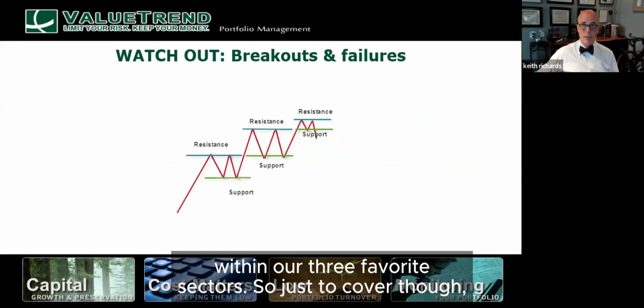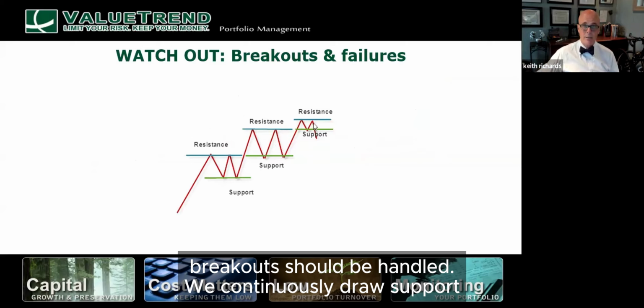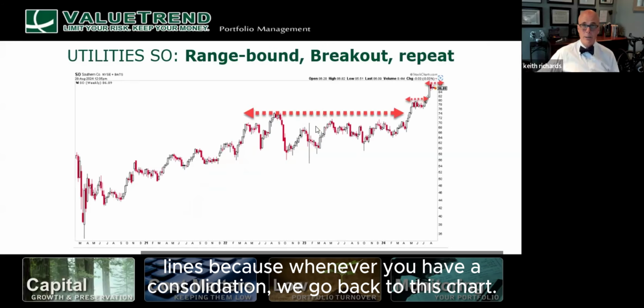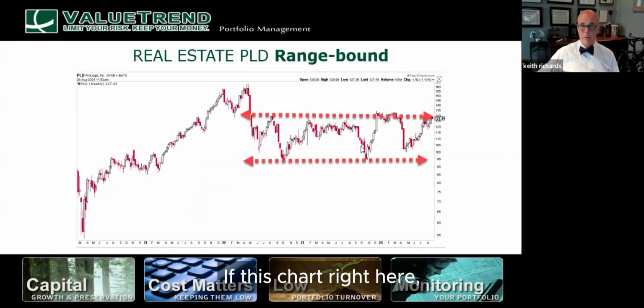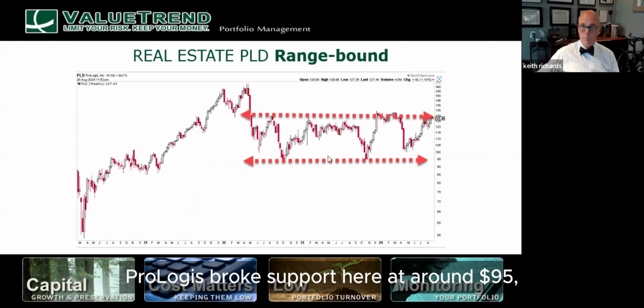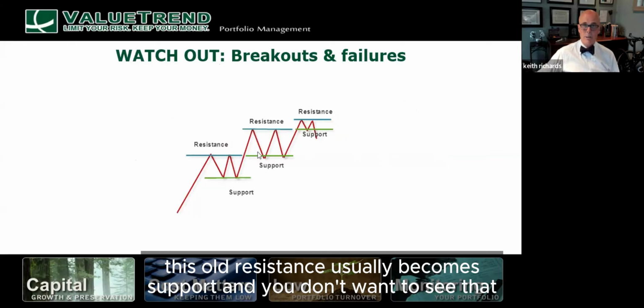So just to cover though, how these breakouts and then consolidations that follow the breakouts should be handled, we continuously draw support lines, because whenever you have a consolidation, we go back to this chart. If this chart right here, Prologis, broke support here at around $95, we should sell. Okay, so if we go to this chart, this old resistance usually becomes support, and you don't want to see that broken.